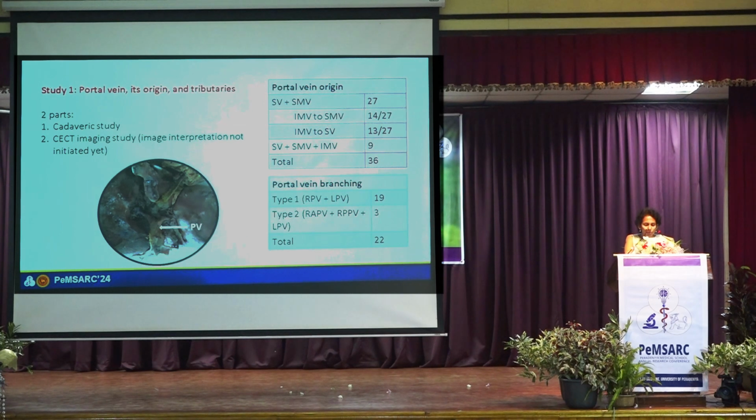Then when we go to the portal vein branching, the most common pattern was type 1. That is the main portal vein dividing into the right portal vein and the left portal vein, followed by the trifurcation. For the portal vein branching study, we used 22 cadaver samples.